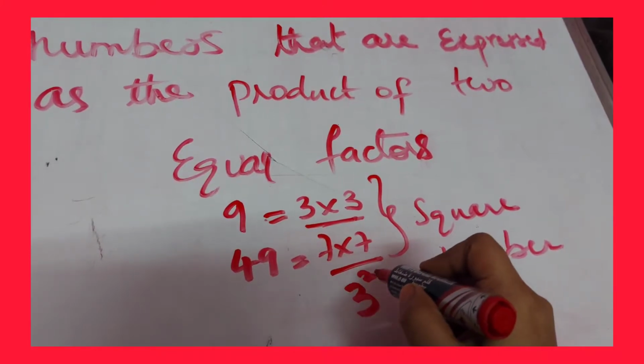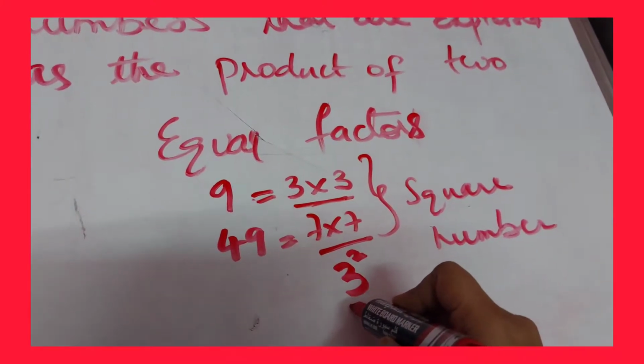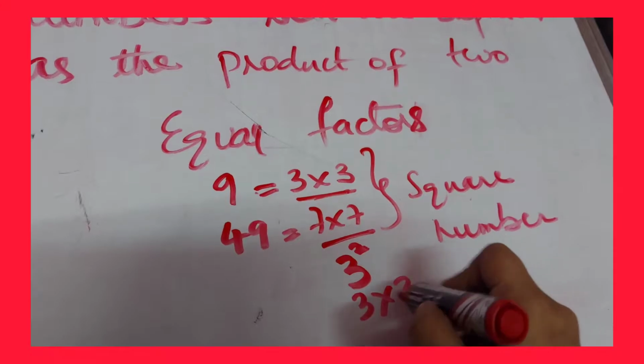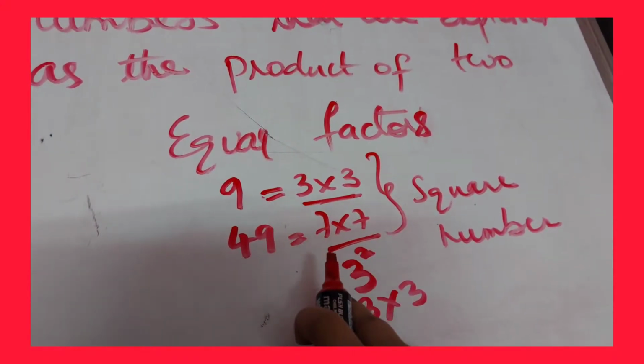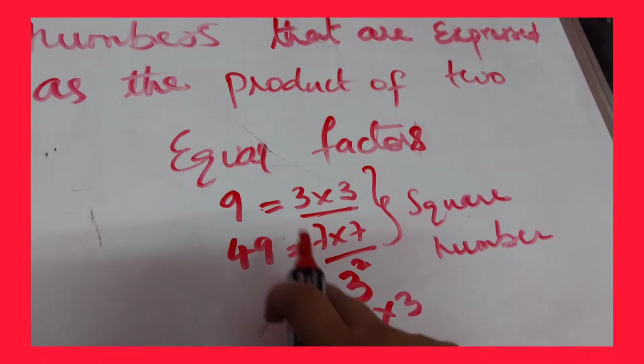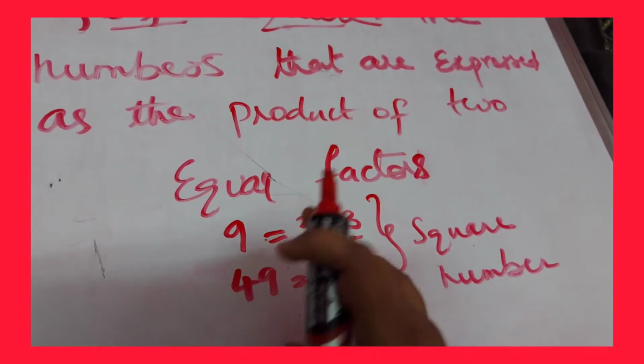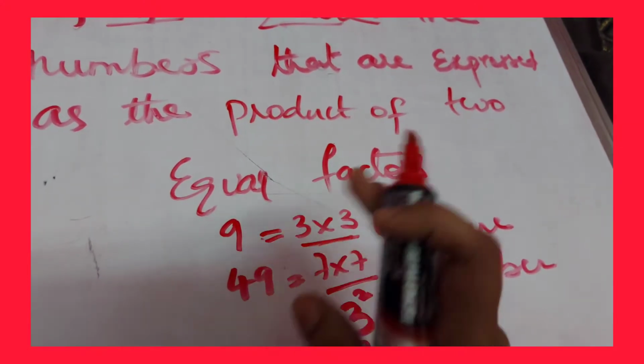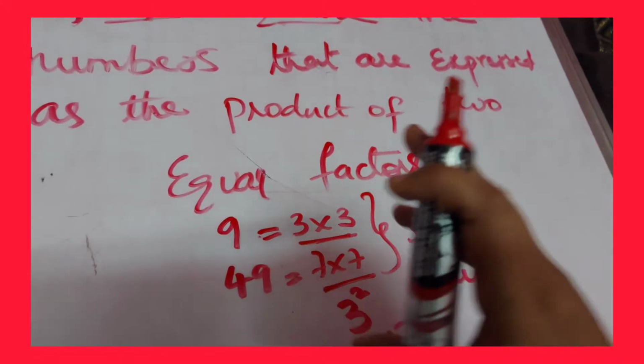So it is 3 square. 3 square means how do you write 3 square? 3 into 3. So this is a square number. This square number and this perfect square are both equal.